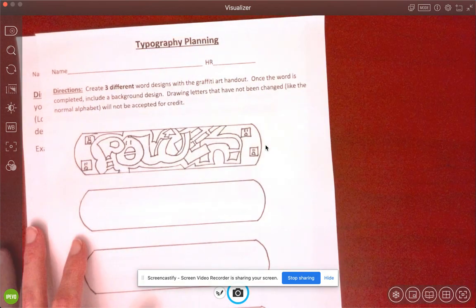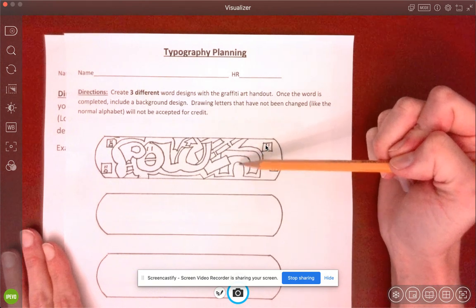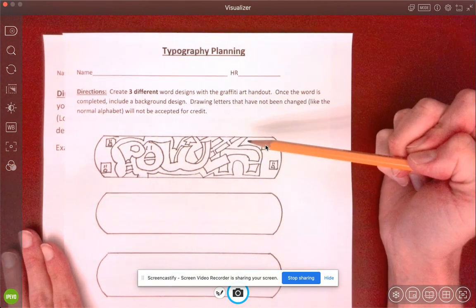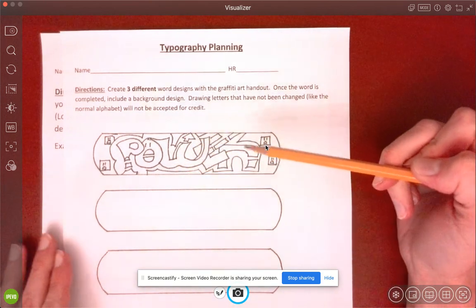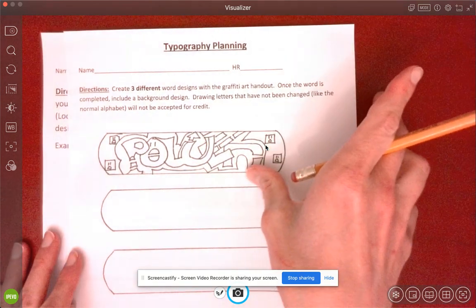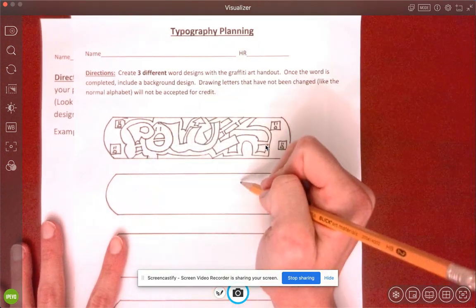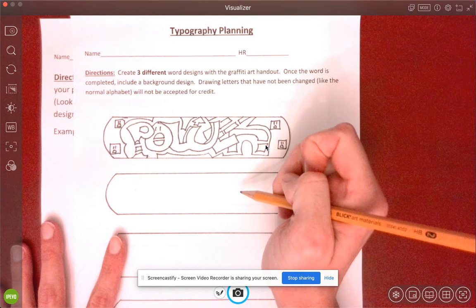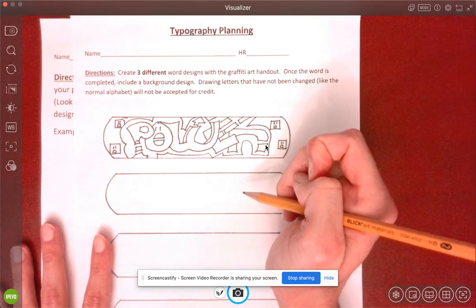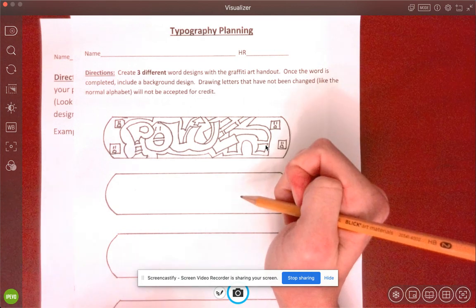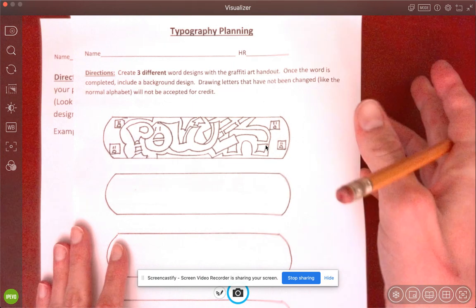The next one is typography planning. Typography means letters, and I'm going to show you some resources that you can use if you would like to do a graffiti sort of project. Typography could also be if you want to do a quote or something like that. Remember, if you do a quote, you have to give credit to the person that said it, and it shouldn't be very long, because if it's very long, it's not going to be a good design.